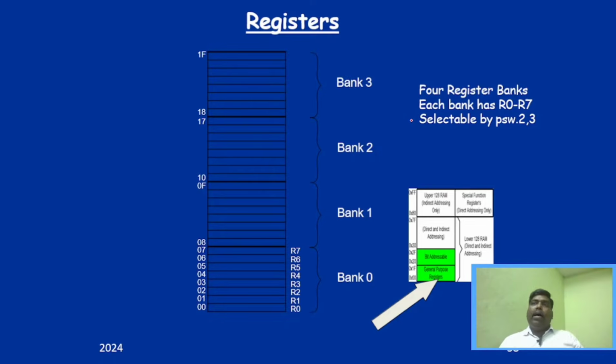One is the register banks, another one is bit addressable register, and another one is special function register. We have already seen this. Register banks: bank 0, bank 1, bank 2, bank 3, where the PSW pins, depending upon their value, determine which register bank will be selected. And the memory location starts from 00 to 1F.